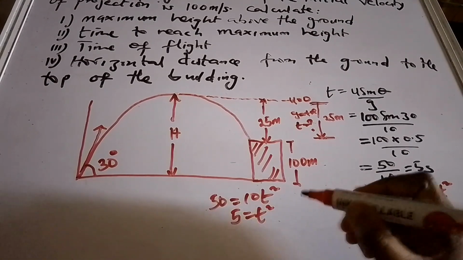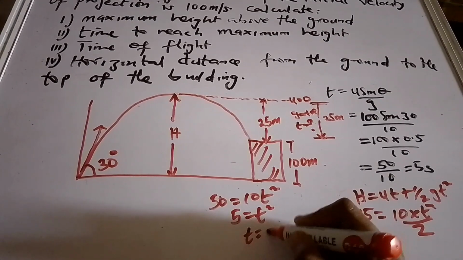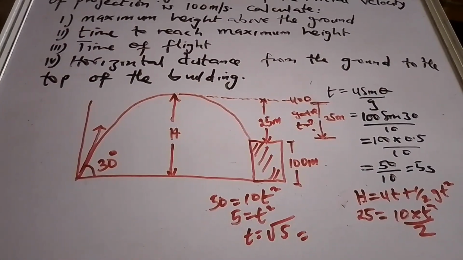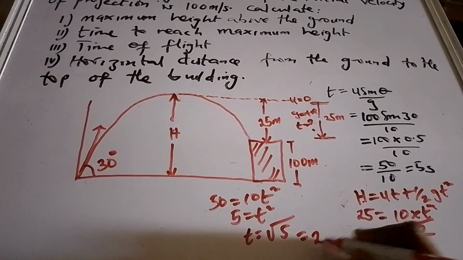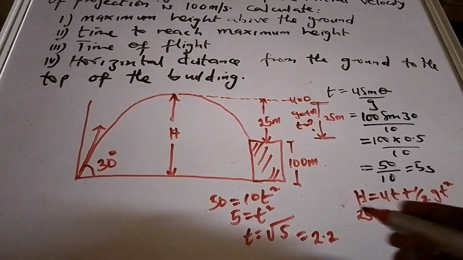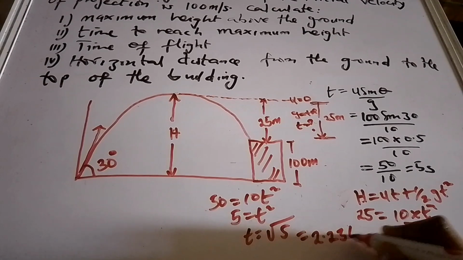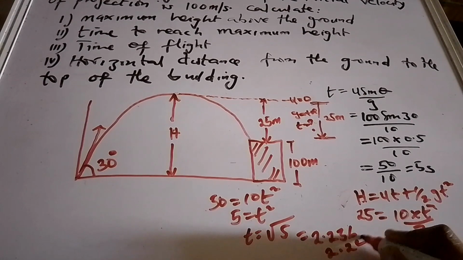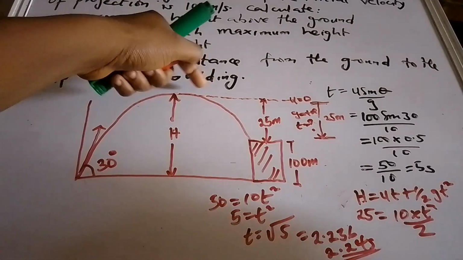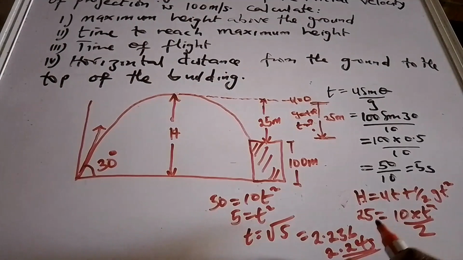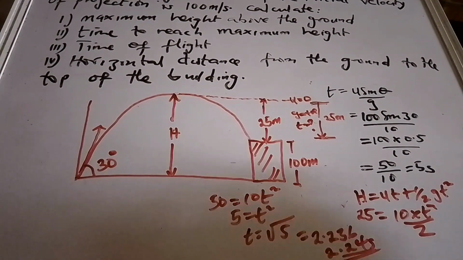So let's find our t now. Then t is going to be the square root of 5. So what's the square root of 5? The square root of 5 is approximately 2.236. So I can approximate it to 2.24 seconds. So the time it takes the body to start from here and come back to this level is t equals 2.24 seconds. So let's now look at what is the time of flight of the ball.